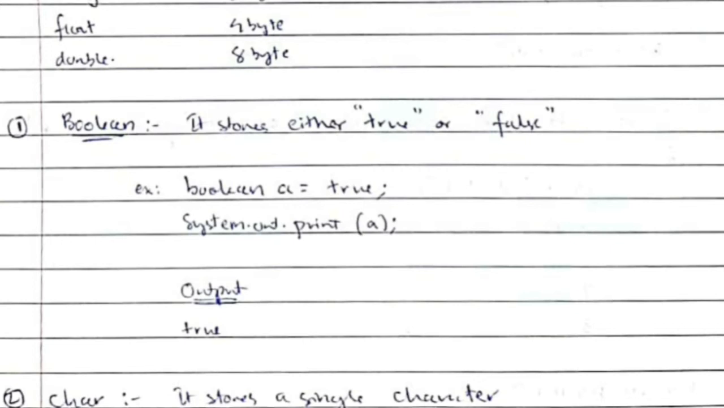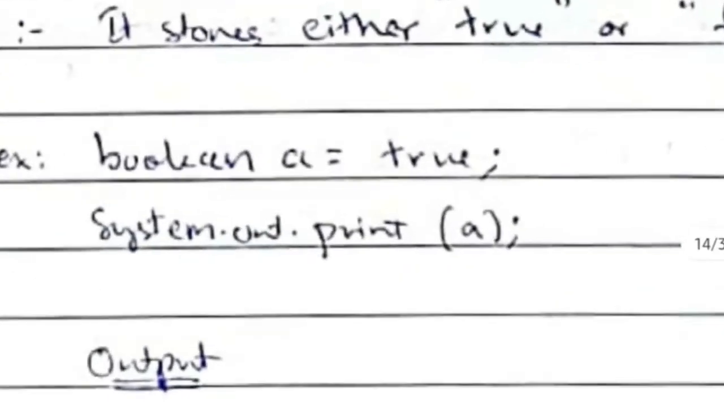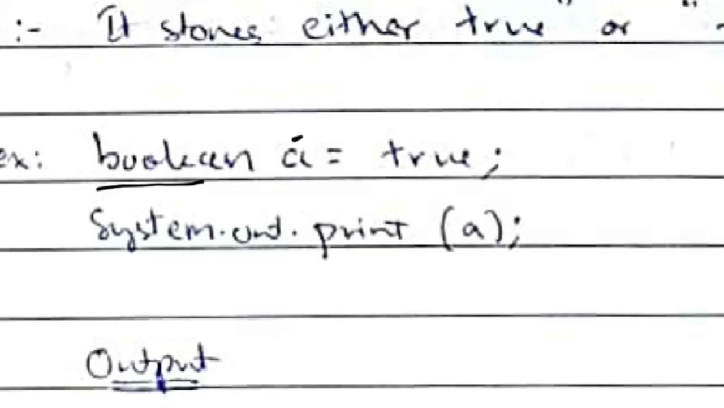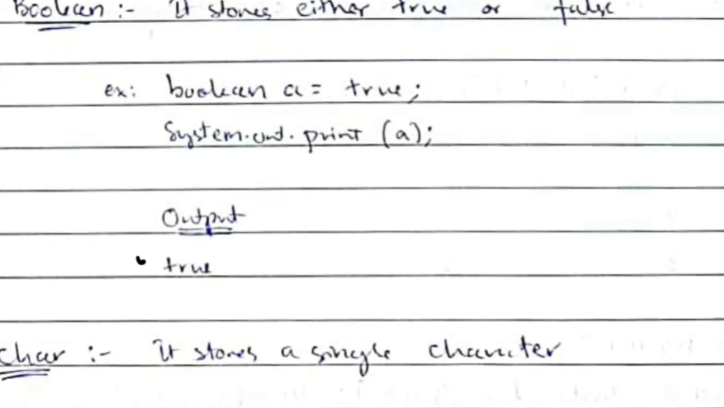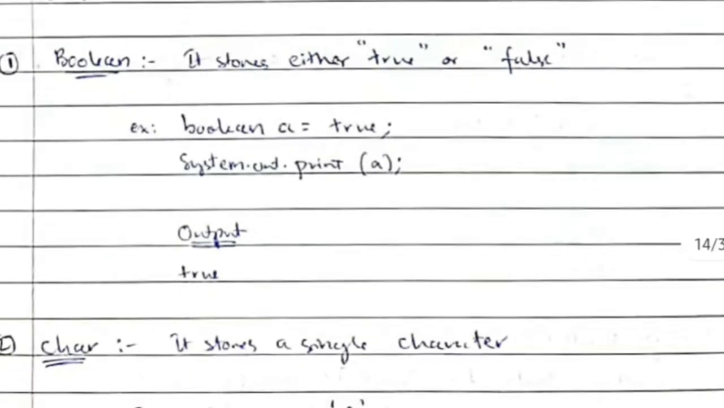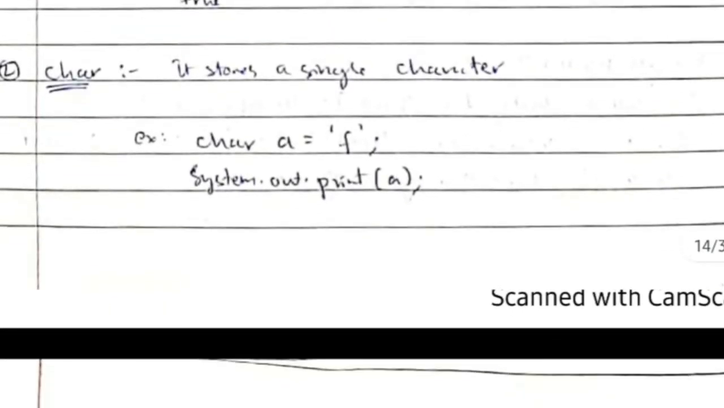Suppose that I have to create a boolean variable. I will use this syntax: boolean, then the name you have to give here, then store either true or false, all in small caps. Then System.out.print a. When I print a, the output I'll get is true. If I store false here and print a, I'll get false. Okay, that's for boolean. Coming to character, it can store a single character.